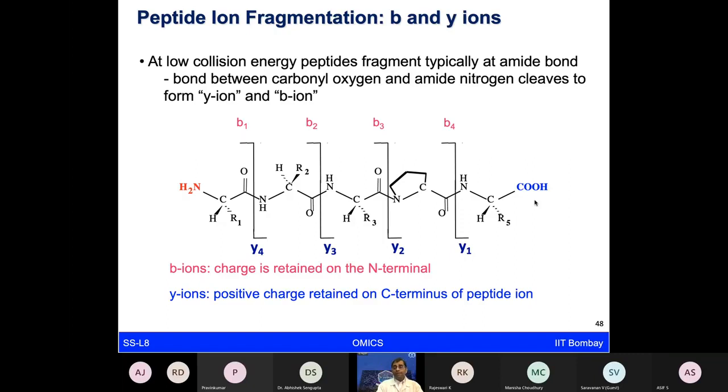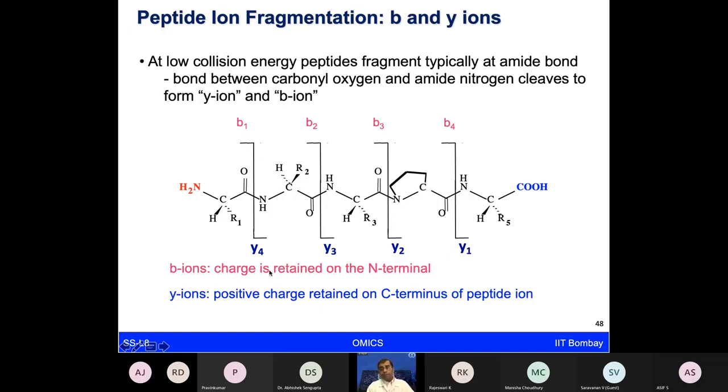So what we are looking at in this collision cell is how to generate these peptide sequences. Let's say this is the amino terminal and carboxy terminal. We have multiple peptide bonds. With low collision energy, these peptide bonds are going to get fragmented, and the part which retains toward the carboxy side is termed the Y ions. The part which retains toward the amino terminal is termed the B ions.